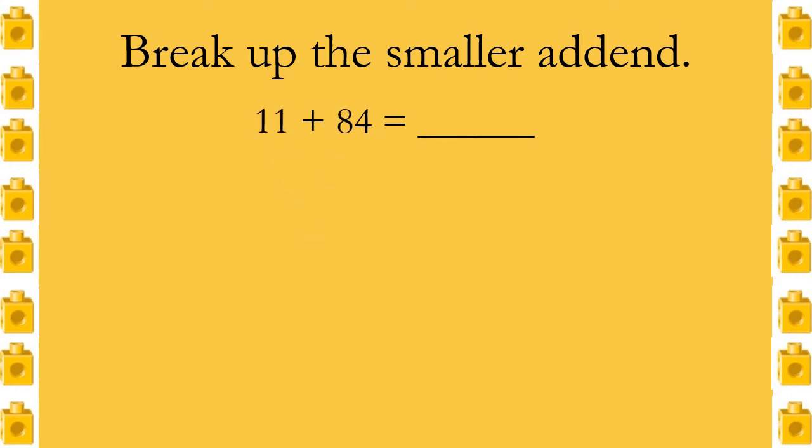Now, what's weird about this? The smaller addend is first. Sometimes that happens. That's okay. We're going to break that one up. How many tens are in 11? Just one. And we have one left over. No problem, right? Let's do one more.